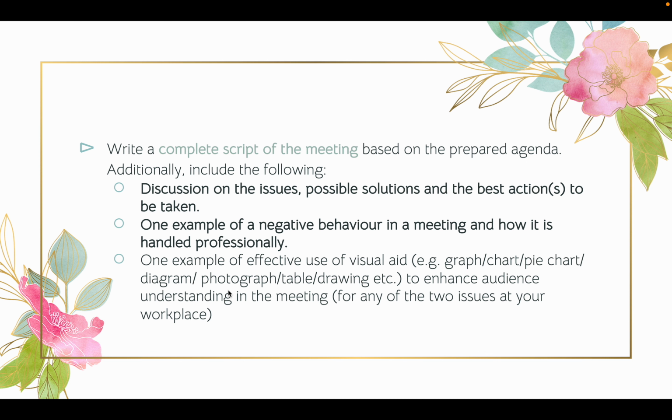Number 2, the second element that should be reflected in the script is an example of a negative behavior in the meeting. You can think about different negative behaviors in a meeting. For example, one member who is not paying attention, playing games in the meeting, or one member who was late to the meeting. Be creative about it. What we really want to see is how the chairperson handled the situation professionally. I think this is very important.